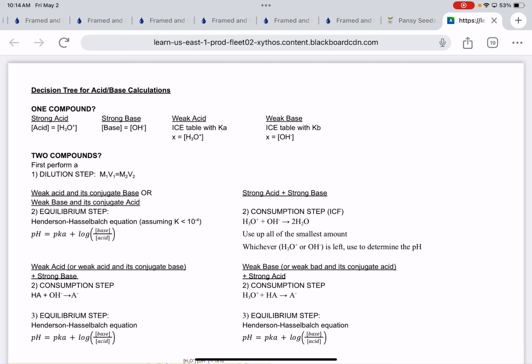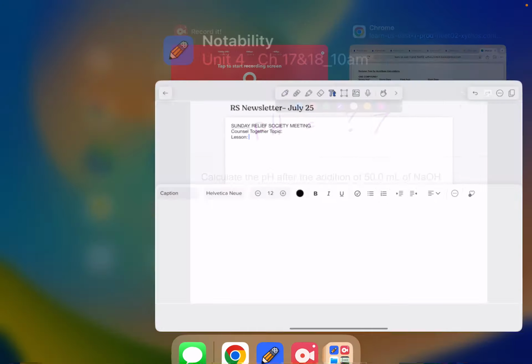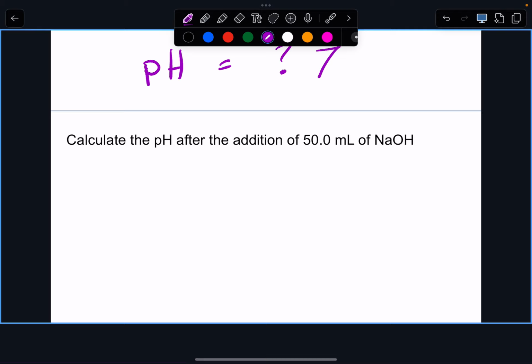Okay? I wrote that note in there to remind you about what a consumption step means. Use up the smallest amount. So whichever thing is in the smallest amount, that's what you subtract off and then add to the other side. Not minus X and plus X, just minus whatever the smallest amount is. Then you look at what you have left over to determine the pH. Okay, so do that for this one. Dilution, consumption, and then see where you're at.